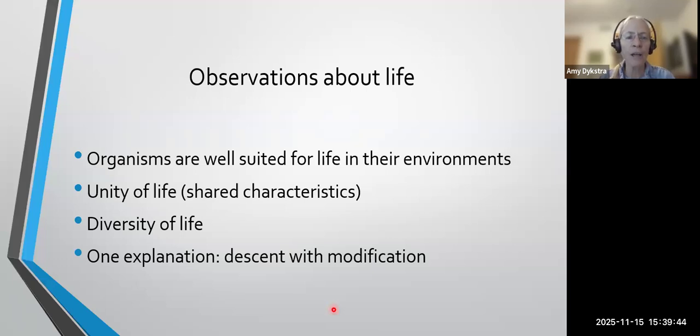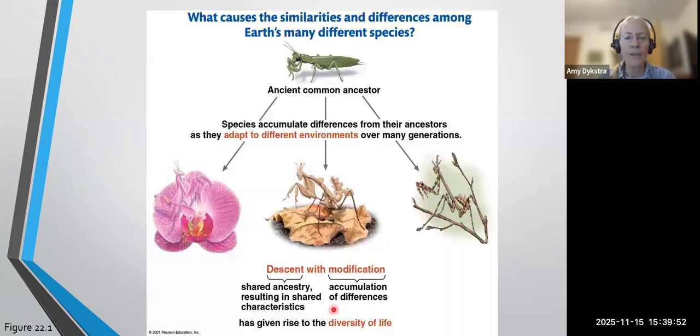So, evolution is one explanation for these observations and many other observations about life. Here is a diagram from the beginning of chapter 22 that shows the idea of an ancient mantis ancestor, and that this species has diverged into different descendant species, each of them adapted to a different kind of environment.